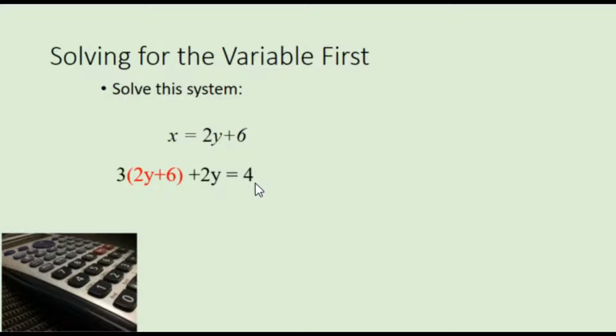First, the distributive property to eliminate the parentheses results in 3 times 2y, or 6y, and 3 times 6 for 18. Combining like terms, 6y and 2y combine for 8y. Next, we want to get the variable by itself, so subtract 18 from each side, and last, divide both sides by 8, giving us a y coordinate that is common to both of these two equations.